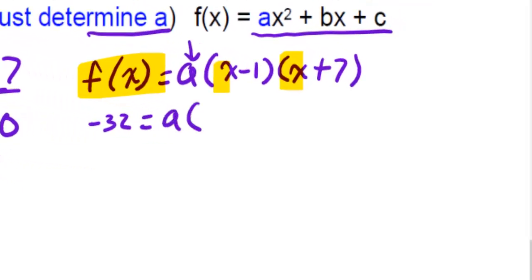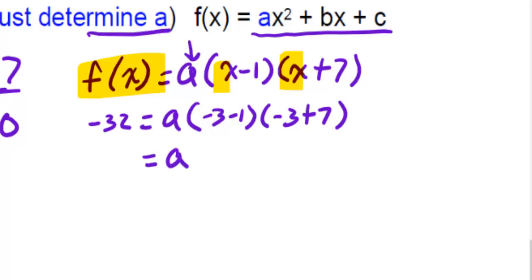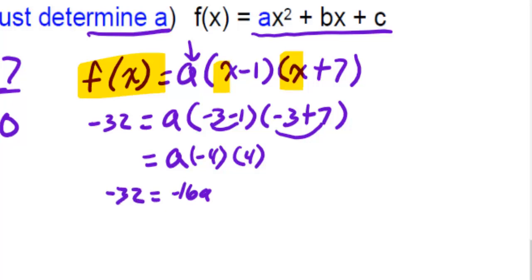That's going to equal a times, and in place of x I'm putting negative 3 minus 1 times negative 3 plus 7 equals, and then negative 3 minus 1 is negative 4. And then the negative 3 plus 7 is positive 4. And that's going to give me a negative 16 times a is equal to negative 32. Divide both sides by negative 16. We end up with a equaling 2.